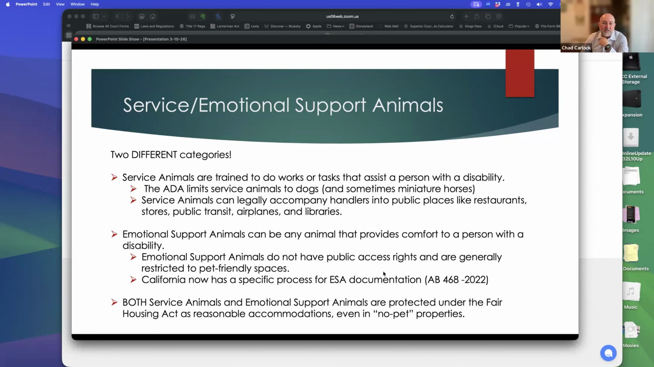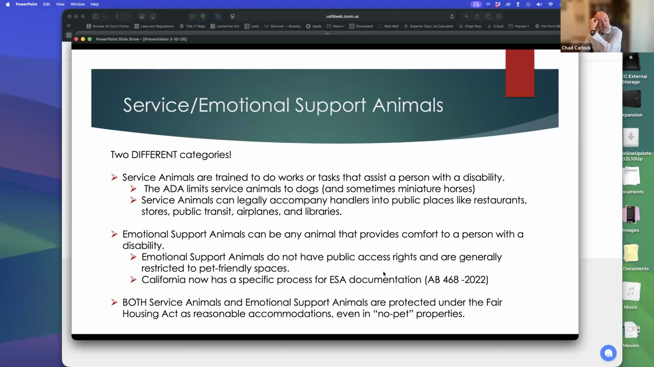Once they have gone through that training and are certified as service animals, then they can legally accompany their human into public places like restaurants, stores, public transit, airplanes, libraries, etc. That is limited to service animals. Emotional support animals generally cannot do any of those things. Under the legal definition of a service animal, it's currently limited only to service dogs and sometimes miniature horses. I don't know how they got that one addition to the category of dogs, but there it is.